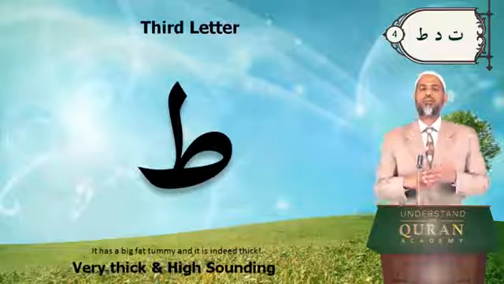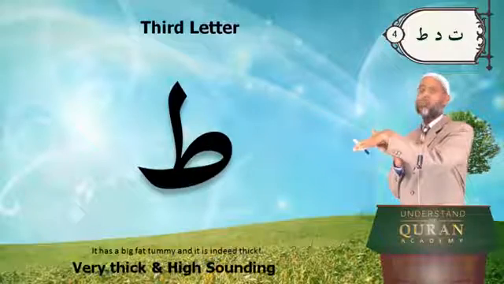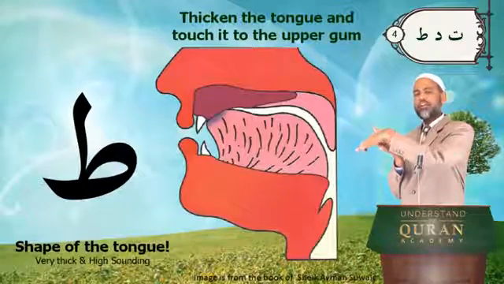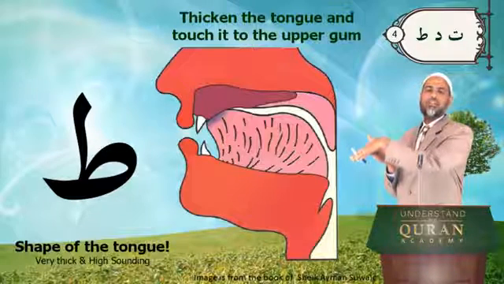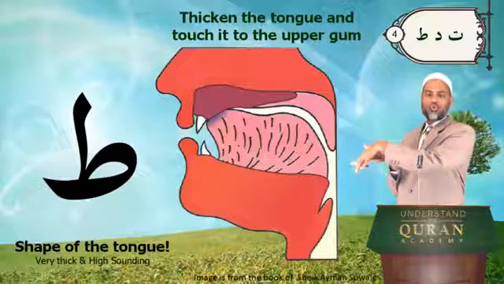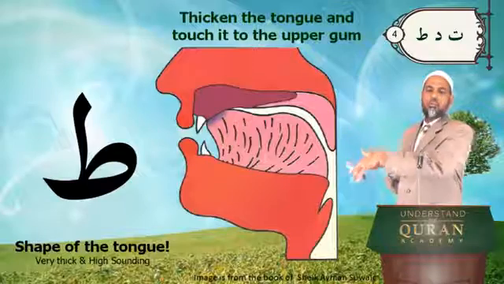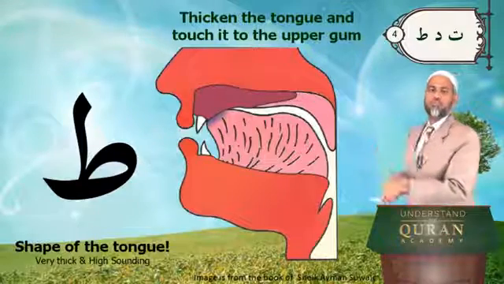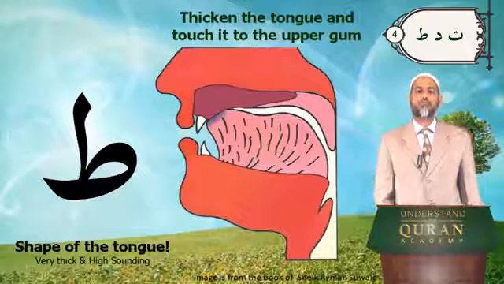How do you say ta? Thicken your tongue and touch to the upper gum. Ta. Almost like da. With da, you touch the roots softly, and with ta, you touch it with strength, and here you touch to the upper gum, and you make your tongue thick. Ta, ta, ta. Okay.